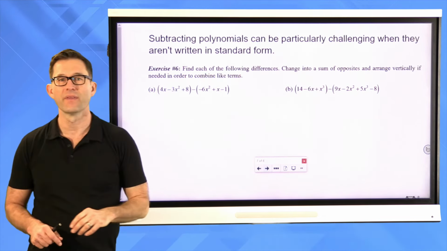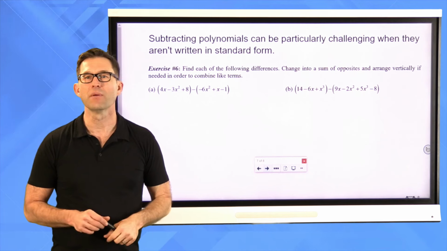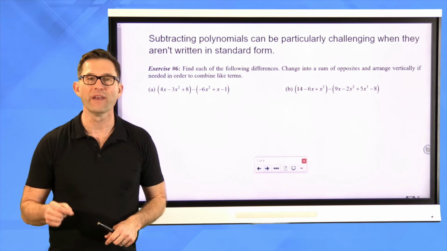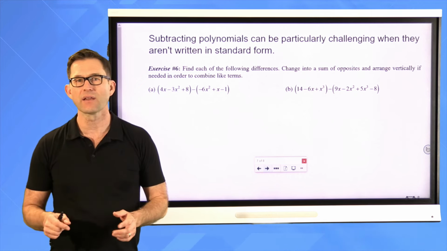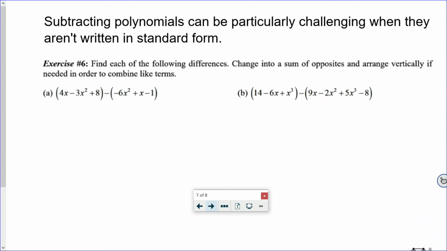All right. Now, subtracting polynomials can be particularly challenging when they aren't written in standard form. So let's do one more with subtraction. Let's take a look at exercise number 6. Find each of the following differences, right? Subtraction is just called a difference. Change into a sum of opposites and arrange vertically if needed in order to combine like terms.